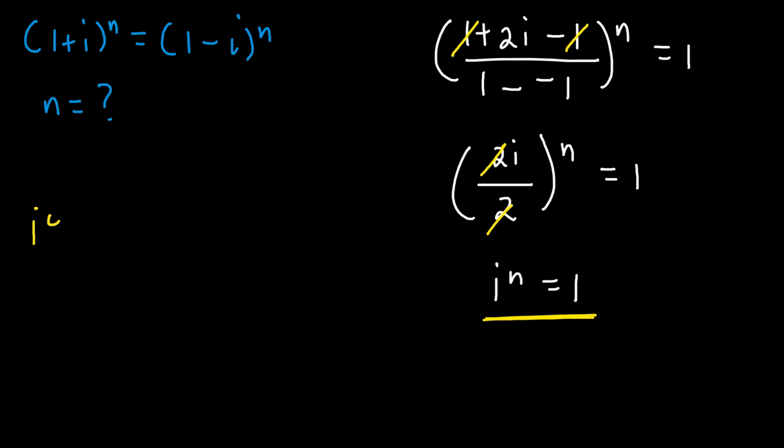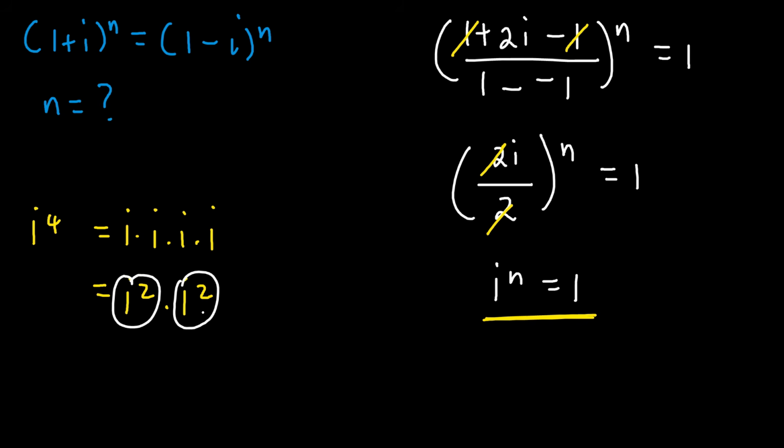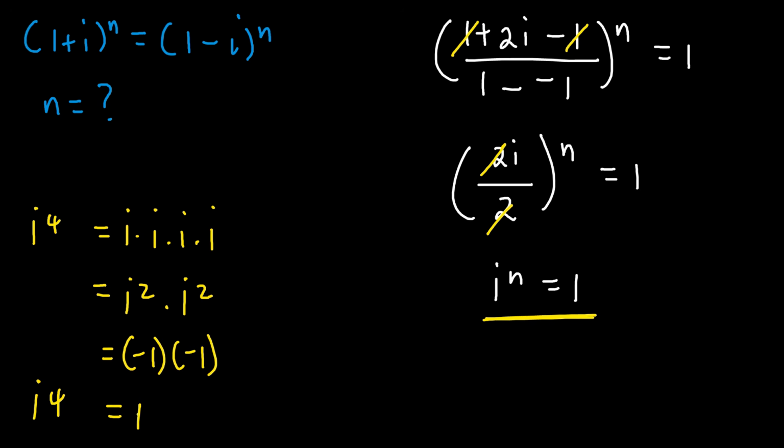We know that i to the power of 4 is the same as i times i times i times i, and this is also the same as i squared times i squared. And if you remember, we said that from complex numbers, i squared equals negative 1. So this will be equal to negative 1 times negative 1, and therefore i to the power of 4 will be equal to positive 1. So we shall replace this 1 with i to the power of 4. This will give us i^n equaling i^4.